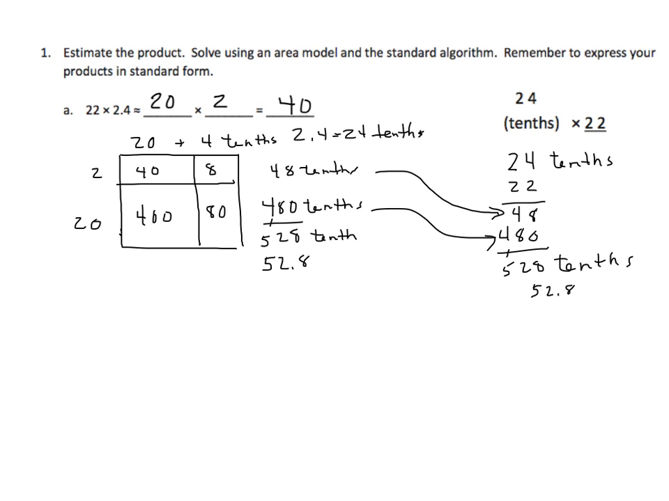52 and 8 tenths. Now I'm going to look at this a different way here, and I hope it doesn't confuse you, but it's important that we understand what's going on here. So I'm going to do this in the standard algorithm once again, but I'm going to do something slightly different. Let's choose a different color. So I have 2 and 4 tenths times 22. And when I change that 2 and 4 tenths to 24, I'm in essence multiplying it by 10. So again, I have 24 times 22. And we'll very quickly work our way through this problem.